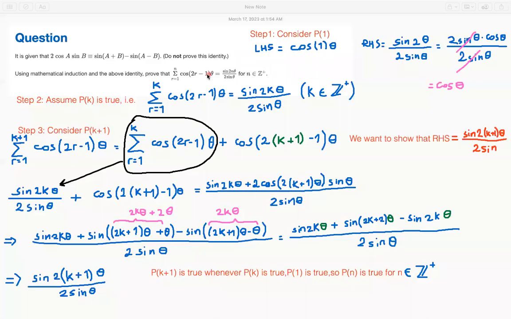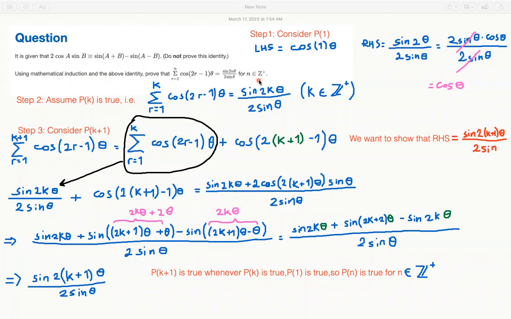Hi everyone, today we are going to solve one of the induction questions. So I put my steps over here. Let's read the question. It is given that 2 cos A sin A is equal to sin(A + B) minus sin(A - B). Now use mathematical induction and the above identity to prove that the sum from r equal to 1 to n of cos(2r - 1)θ is equal to sin 2nθ over 2 sin θ.